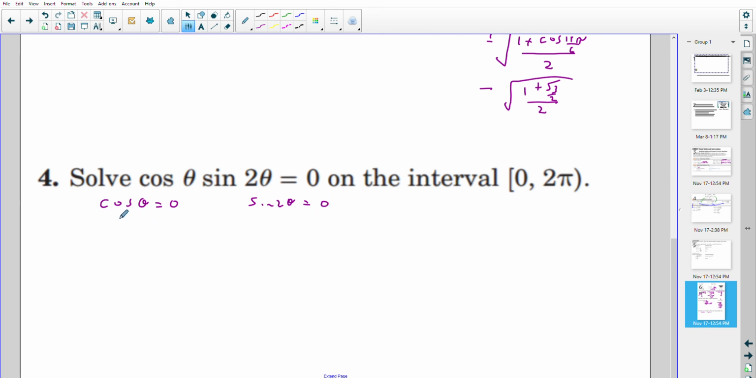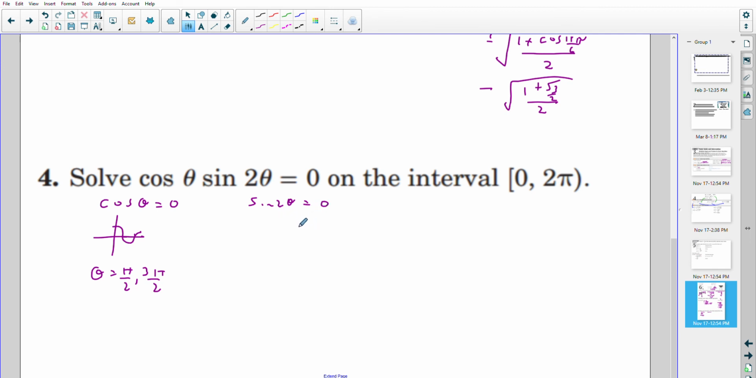Now, I'm going to remember that cosine theta equals 0 at these 2 points. So theta can equal pi over 2 or 3 pi over 2. Part of my answer.